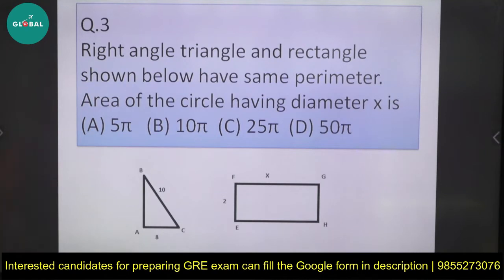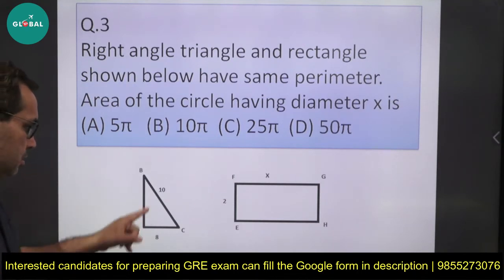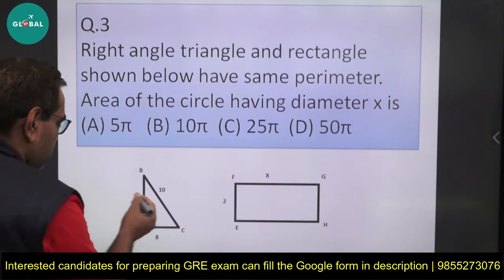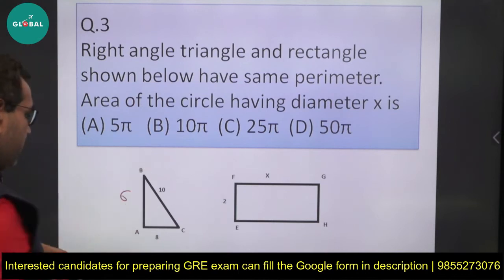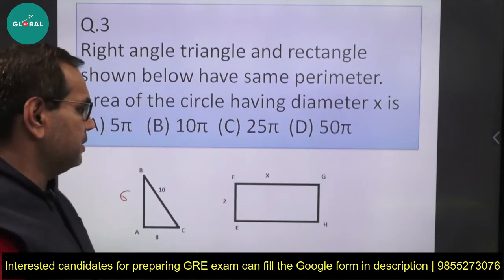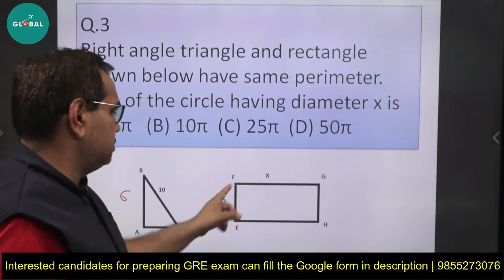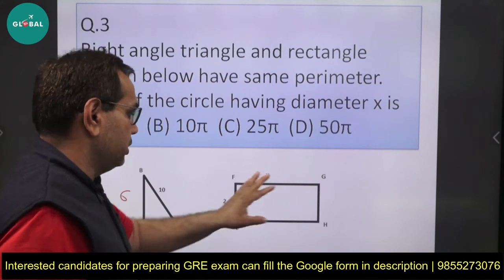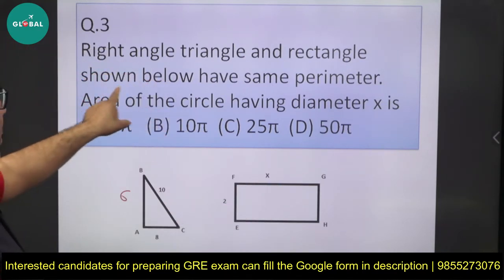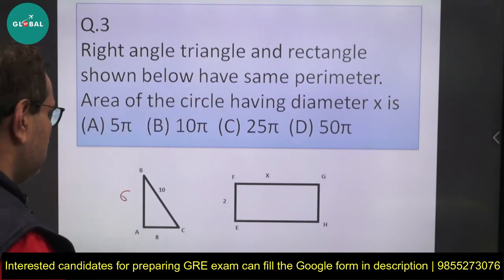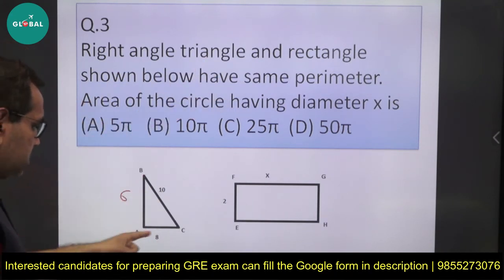So this is a right angle triangle, right? This is 10, the hypotenuse. This is 8. So clearly, using the Pythagoras triplet, this is going to be 6. Now this one: if this is x, this is 2. Rectangle. So the right angle triangle and rectangle shown below have the same perimeter. So what is the perimeter of this triangle?